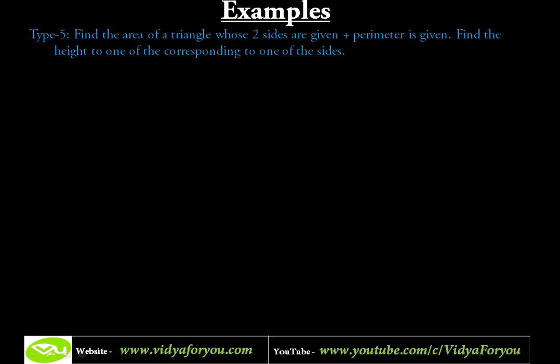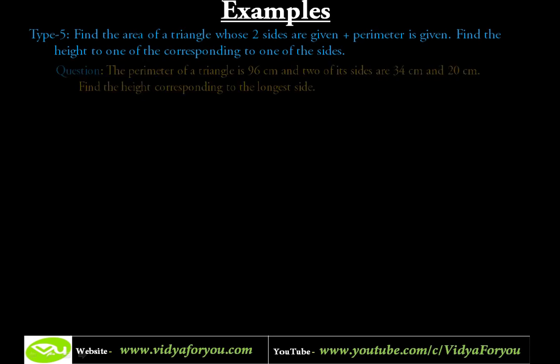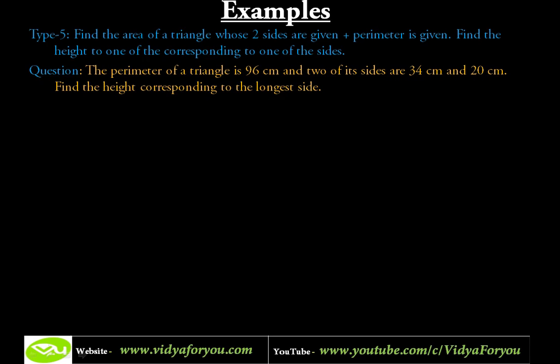Side to one of the corresponding sides. So question is, the perimeter of a triangle is 96 centimeter and two of its sides are 34 and 20 centimeter. Find the height corresponding to the longer side.